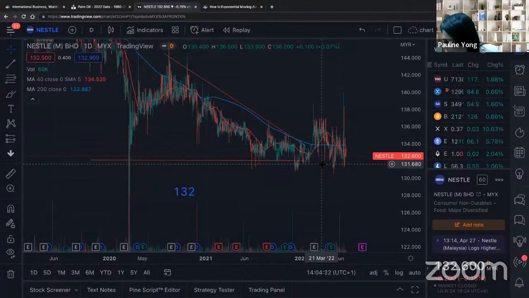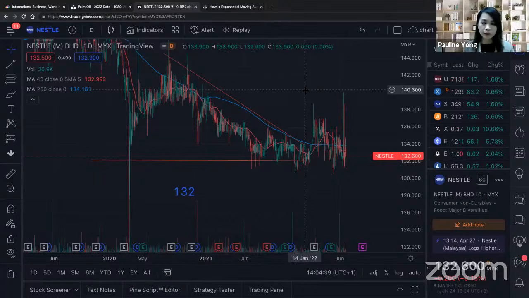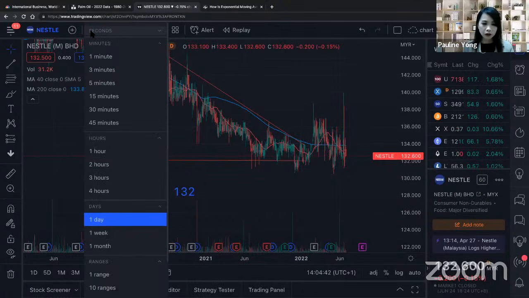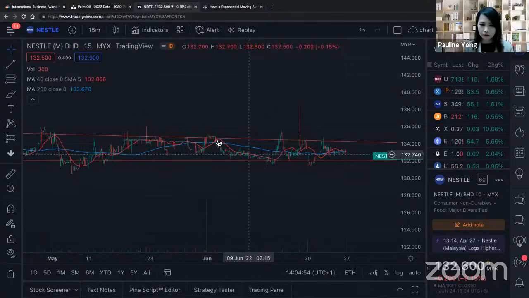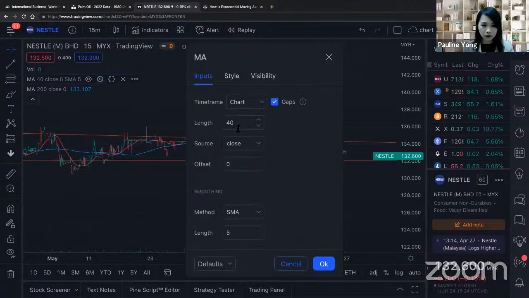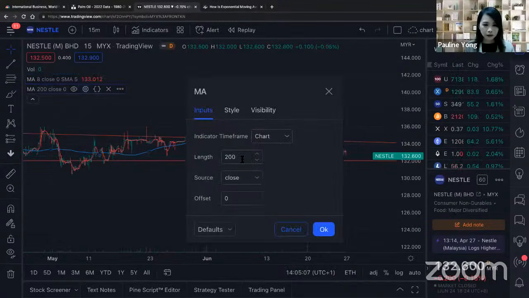Okay, time frame. Actually, I do change a little bit. If let's say I have a 15-minute time frame, I will change to 8 days and 20 days. So if you are looking at a 15-minute chart, I will change the moving average here maybe to 8, and then another one to 20.